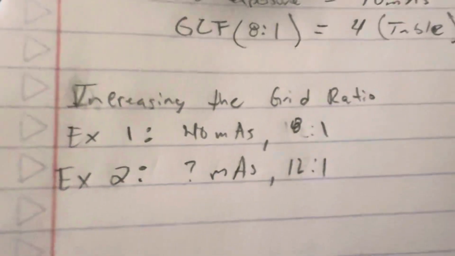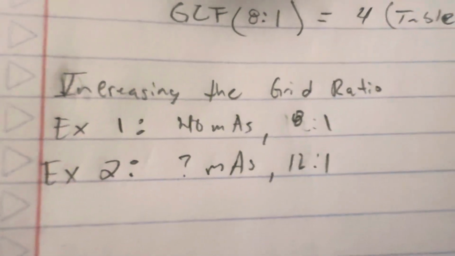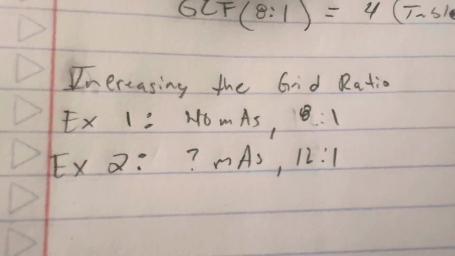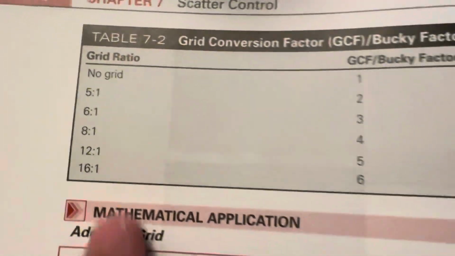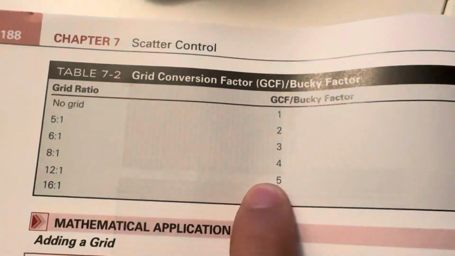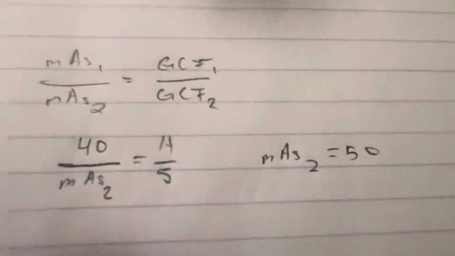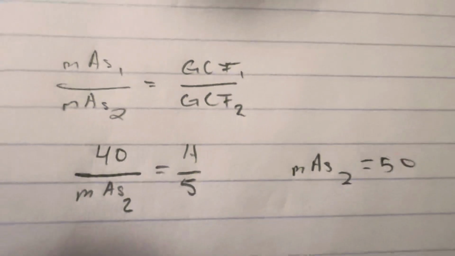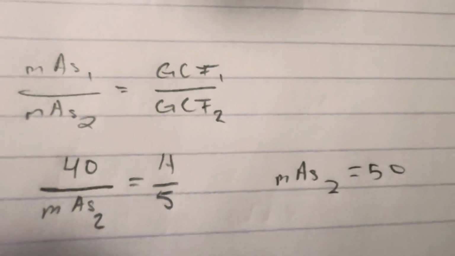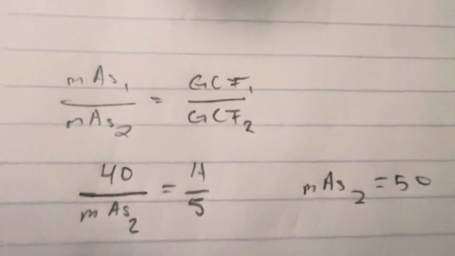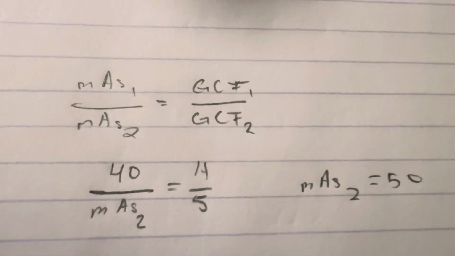And then when we go to increasing the grid ratio, we go from 40 mass to 8:1. We don't know the new mass, but we know the grid ratio is 12:1. We go back to our chart. 12:1 is 5, and 8:1 is 4. So when we write the equation down, it'll look like this. And if we do our math correctly, it'll be 50 for our new mass.